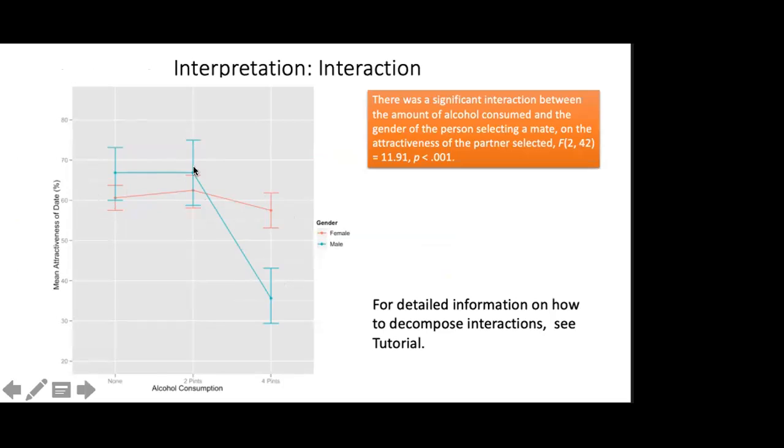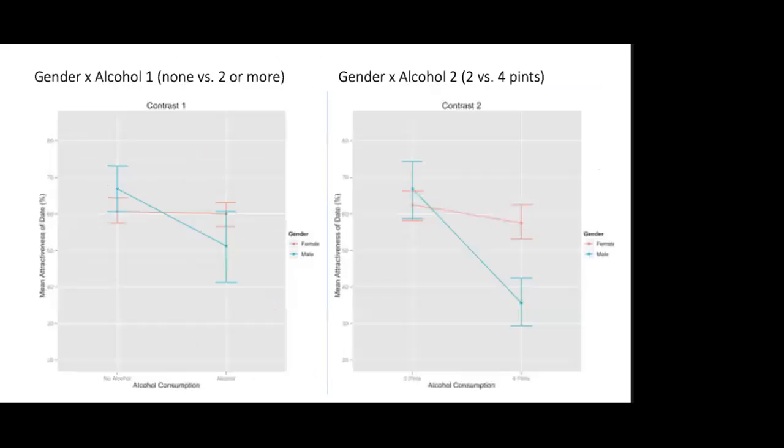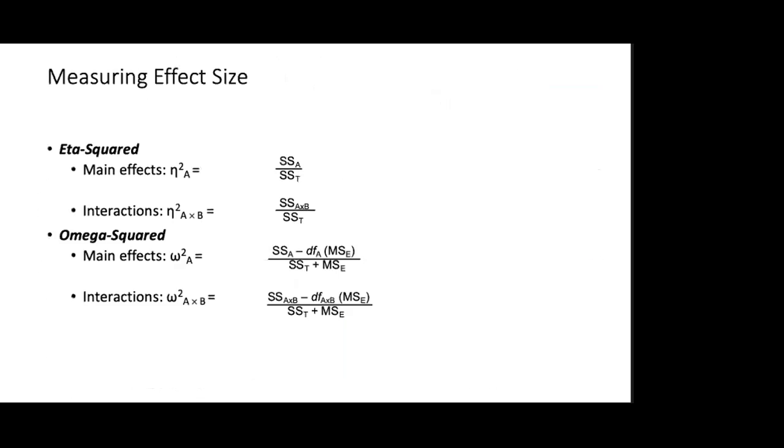And that also drives the main effect of alcohol. Here we can see how it can be misleading to interpret the main effect in the presence of a significant interaction. Because if we would say that after 4 pints we choose less attractive partners, that is not necessarily true, because it's only true for men. It's not true for women. And these are just different ways to illustrate the same kind of findings.